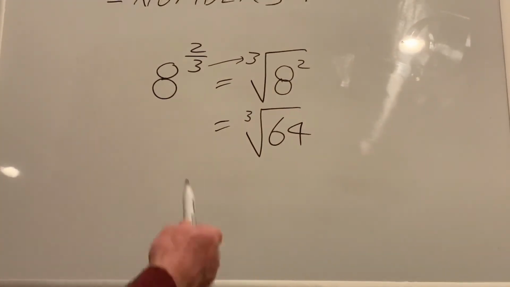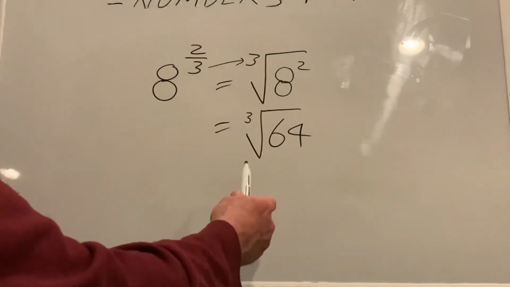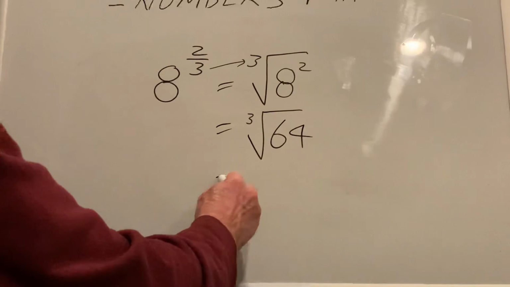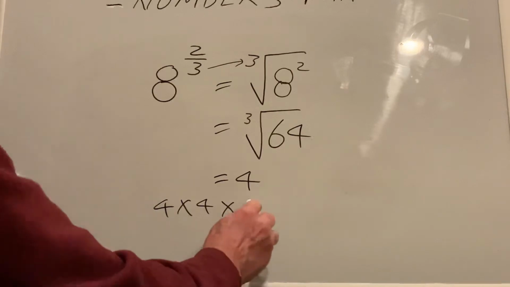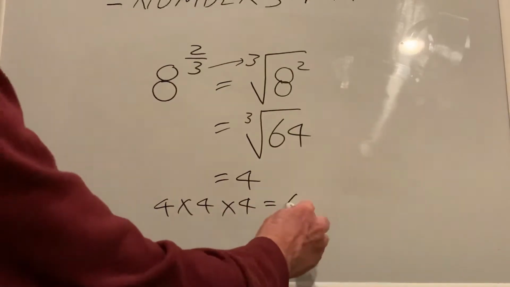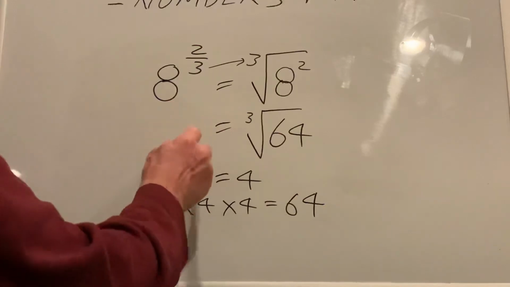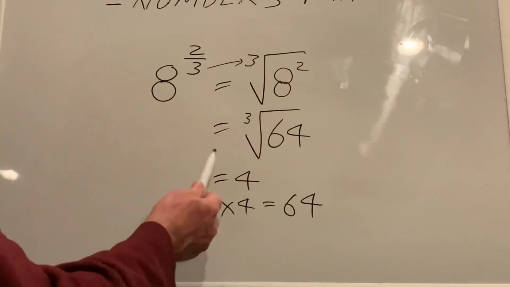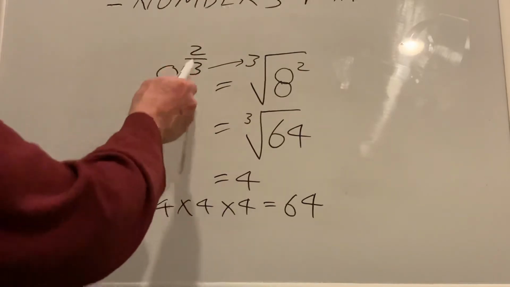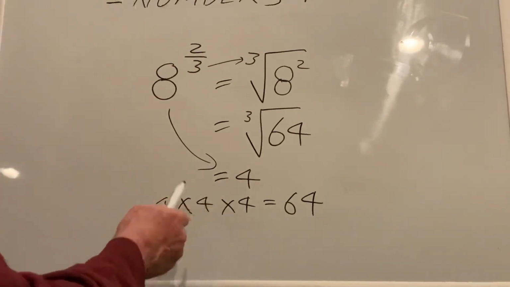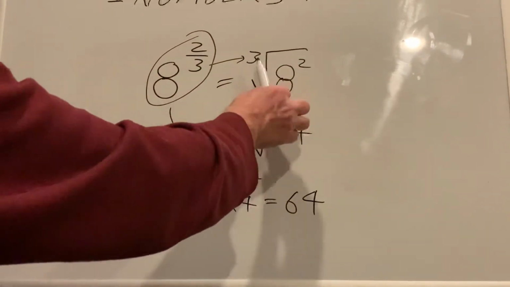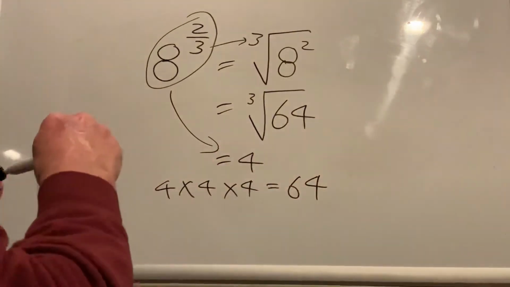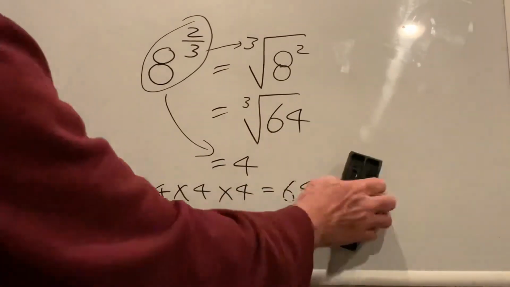Can you think of a number that multiplied by itself 3 times gives 64? Well, I'd say it's 4, because 4 times 4 times 4 equals 64. So 8 to the 2/3 equals 4. It looks very complicated, but when you boil it down to what it breaks down to and make it simpler, it's easier.